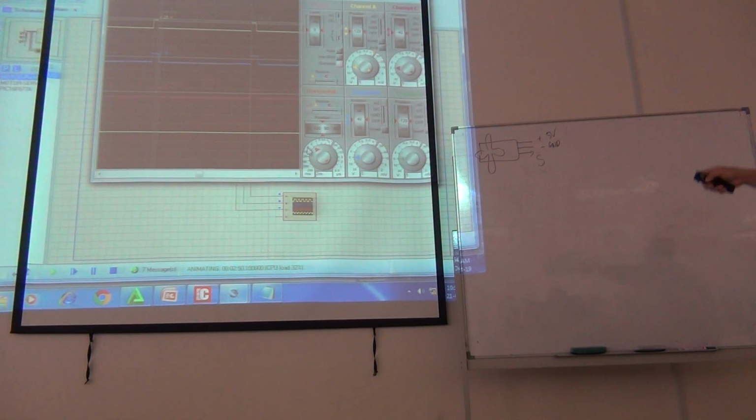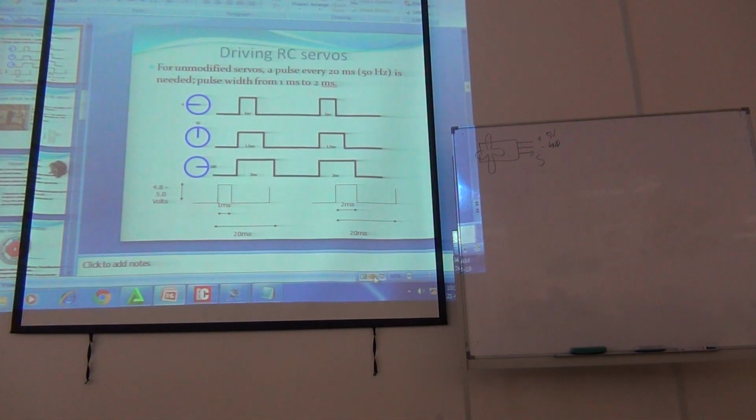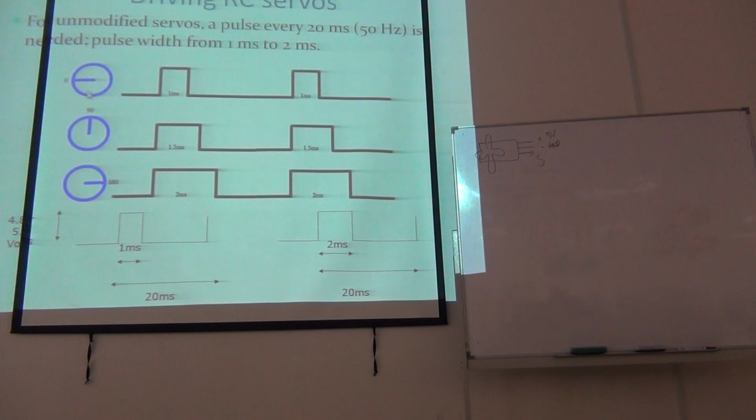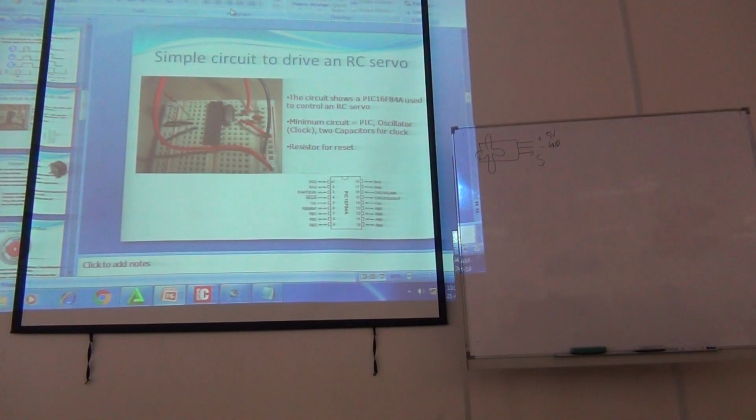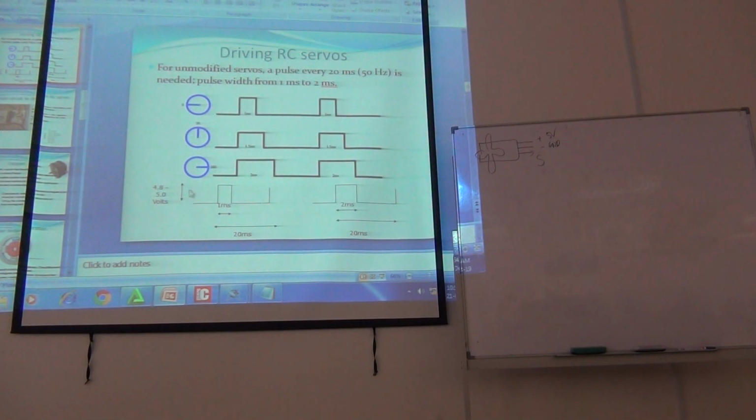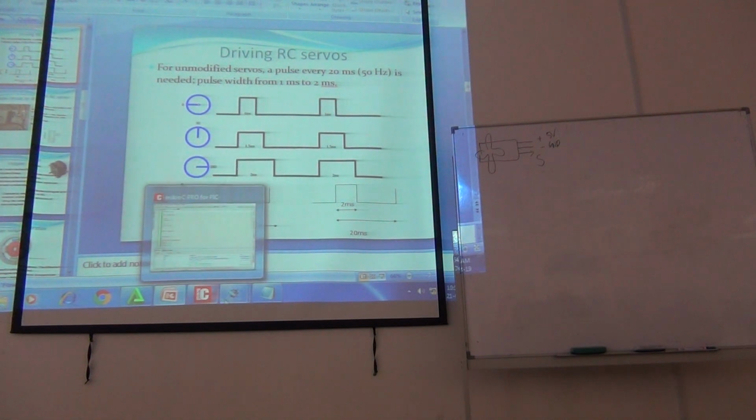And accordingly, 1 millisecond is going to be 0 degrees, 1.5 is going to be 90 degrees, and 2 milliseconds is around 180 degrees. So let's run that one again. This is anti-clockwise, counterclockwise, and this is clockwise. So run the procedures.